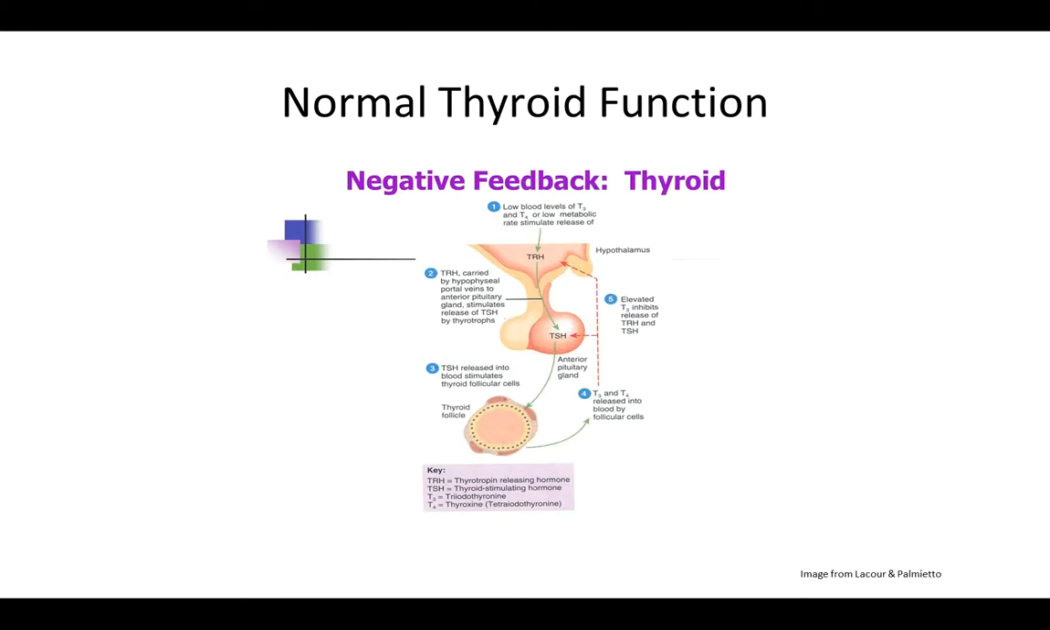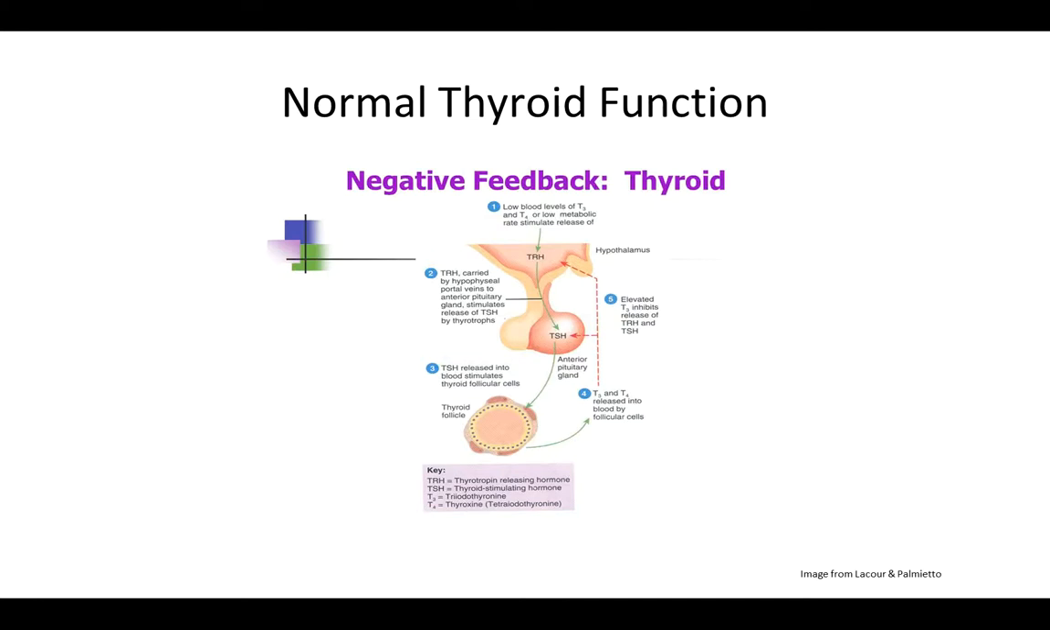Free T3, so triiodothyronine, is the active thyroid hormone. So the free form of T3 is the active thyroid hormone. This binds to different tissues in the body and produces metabolic effects. Different tissues of the body require different levels of free T3 to function properly.